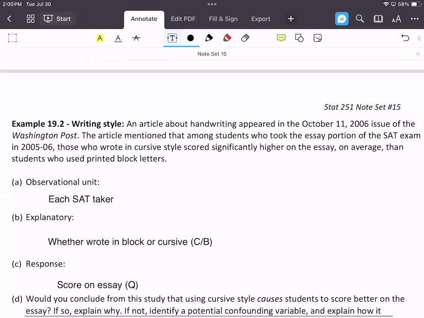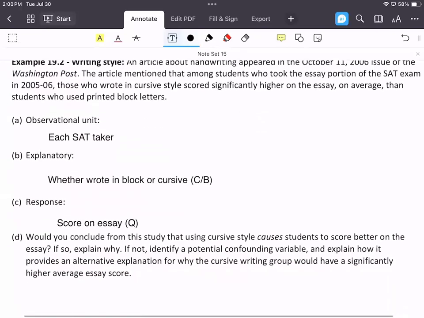Now, would you conclude from this study that using cursive causes students to score better on an essay? Well, let's think about it. My first thought is no, it doesn't cause someone, two different writing styles. I wouldn't conclude based on this study that your writing style determines your score on the SAT for that writing portion. Correlation does not imply causation. Just because something is linked doesn't mean one thing causes the other.